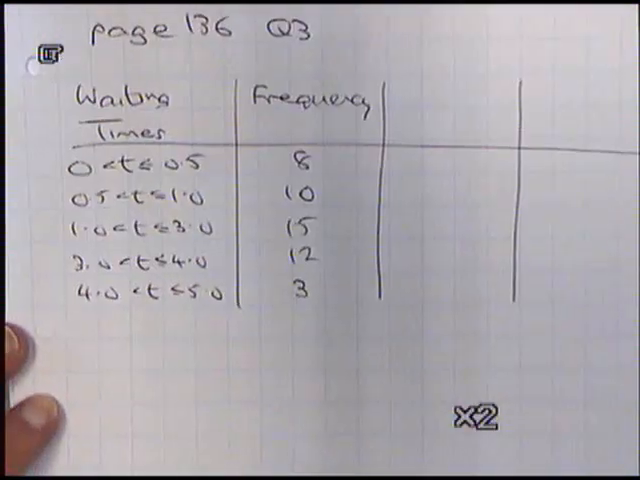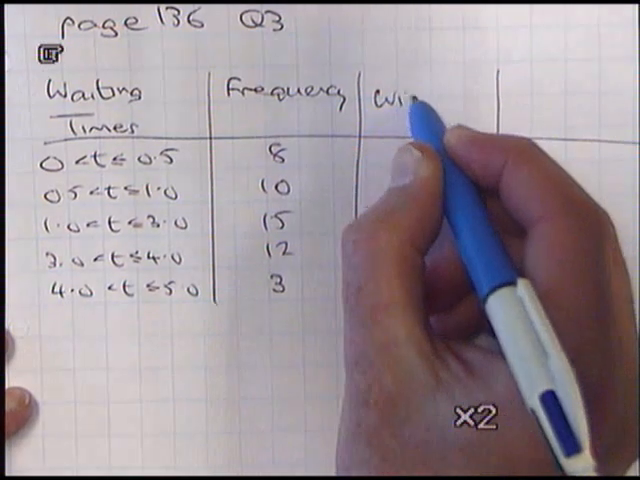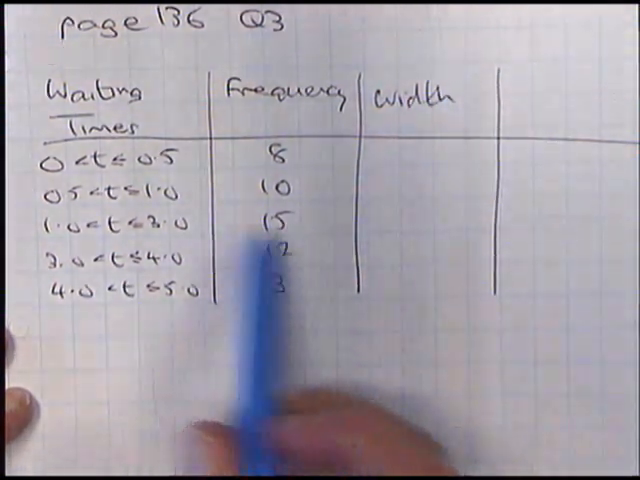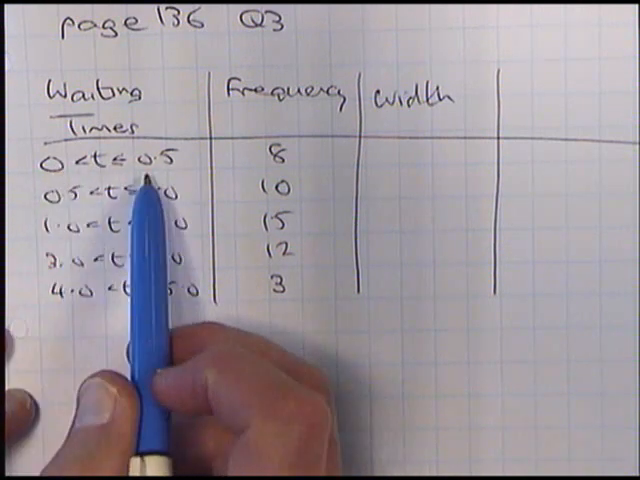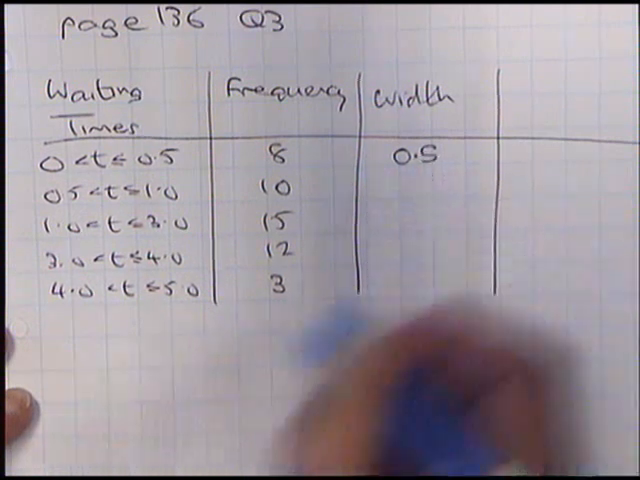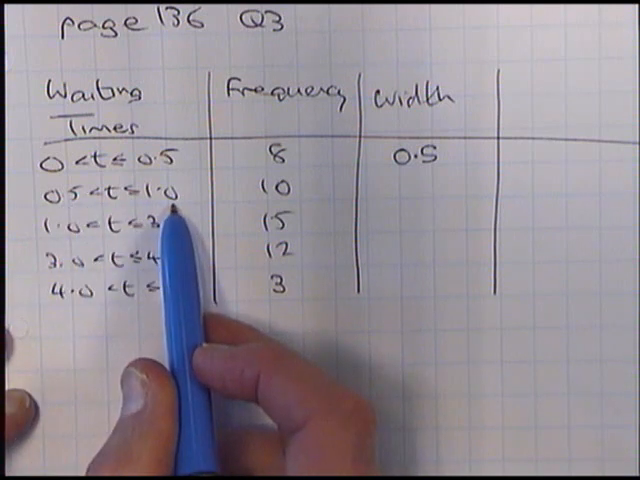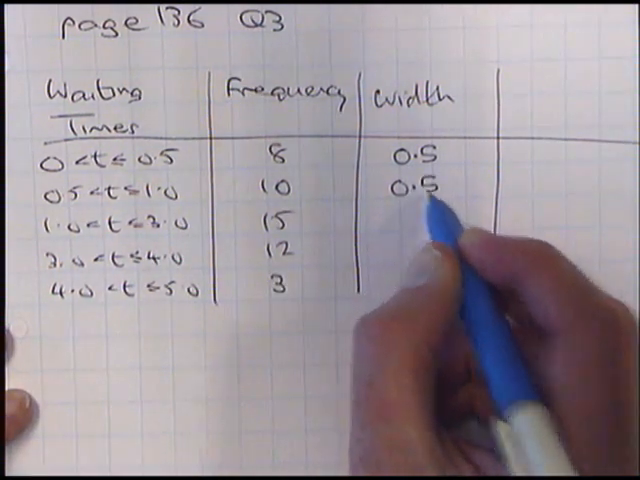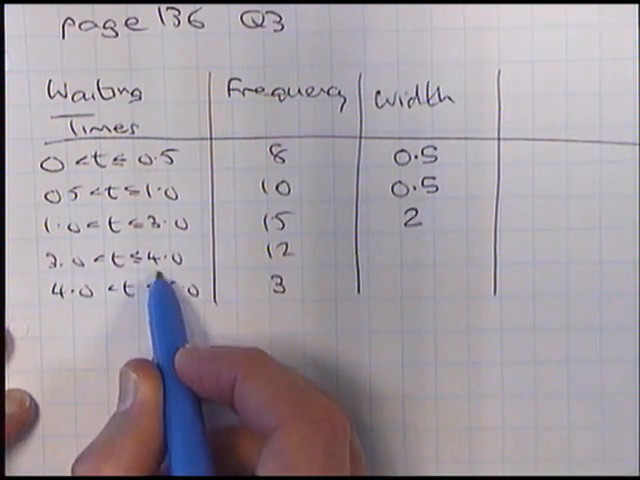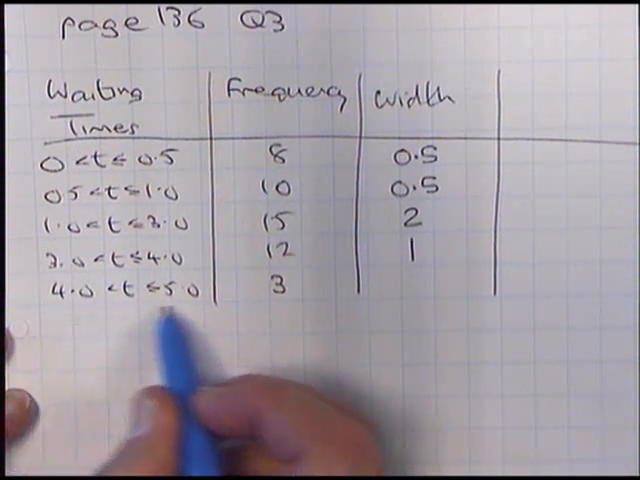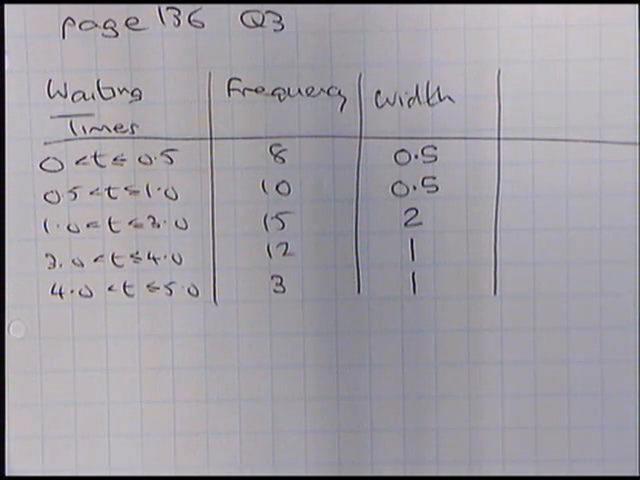Okay, so you've got that copied down. Every time you do a histogram, you've got to have a column for the width. Now the width is how far it is from here to here. So how far is it from 0 to 0.5? It's 0.5 wide. We put that in. How far is it from 0.5 to 1? That's 0.5 wide. So we put that in. From 1 to 3, it's 2 wide. From 3 to 4, it's 1 wide. And from 4 to 5, it's 1. So we put those widths in first.